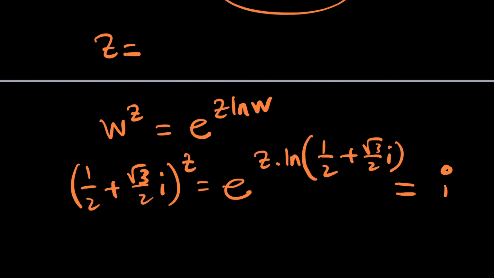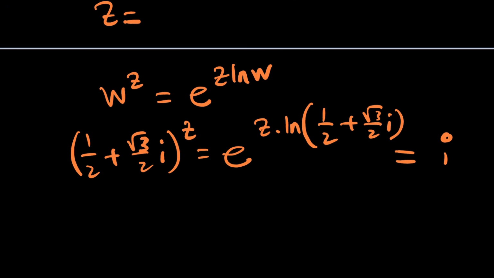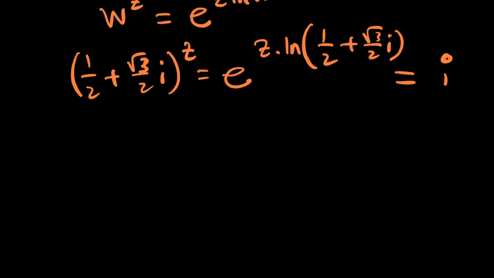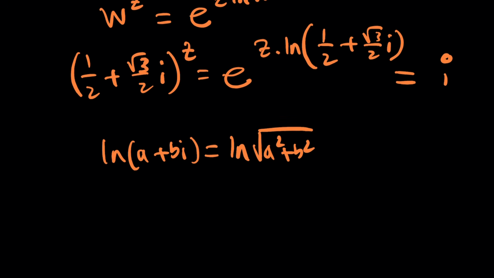Now, i can be written in exponential form, or you could just leave it like that and use ln again, natural logs, because the only problem with that approach is you need to know how to ln a complex number. And that's a complex logarithm. How do you do that? There's a formula. If you ln a plus bi, you get ln the absolute value of a plus bi, which is the square root of a squared plus b squared, plus i times the argument of a plus bi.